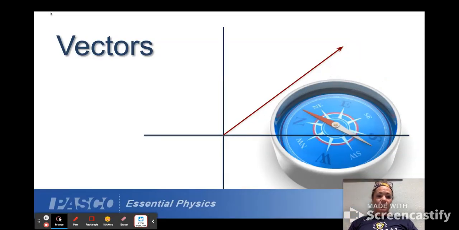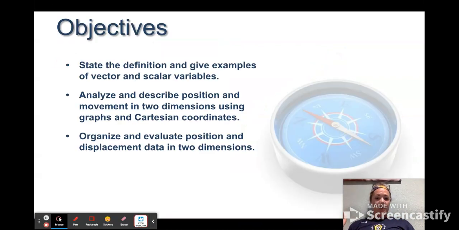Hello again. Last time we dealt with the section on scalars. We were just dealing with displacement and distance and understanding the difference between them. We really looked at one dimension, and now we're going to open this up and look at two dimensions. So we are going to be talking about vectors.